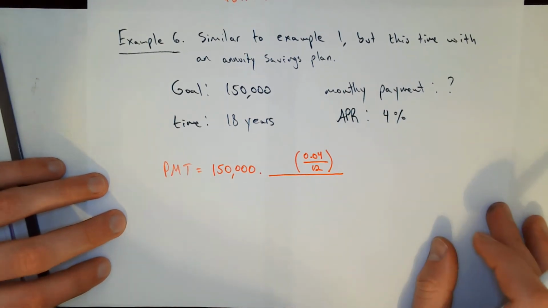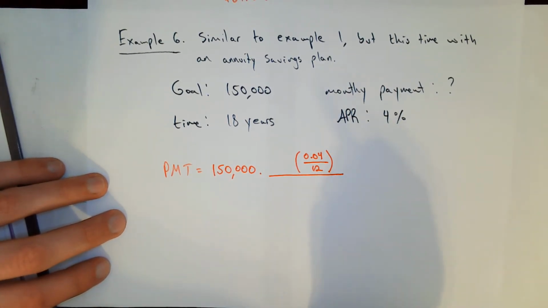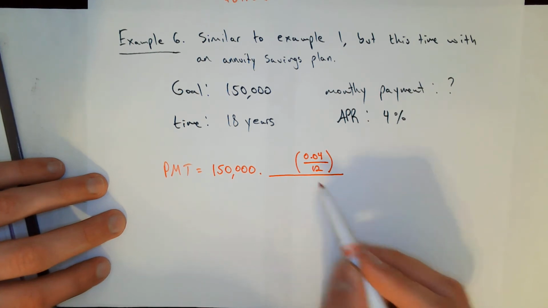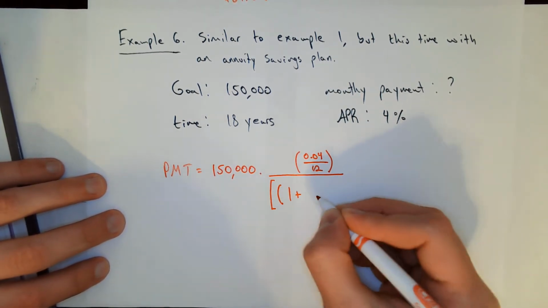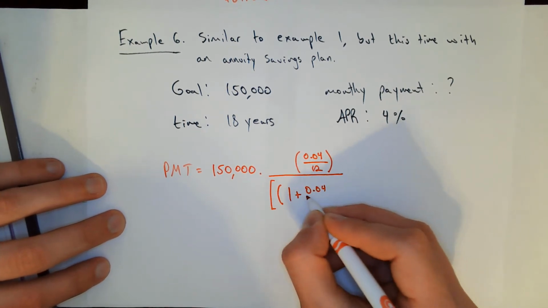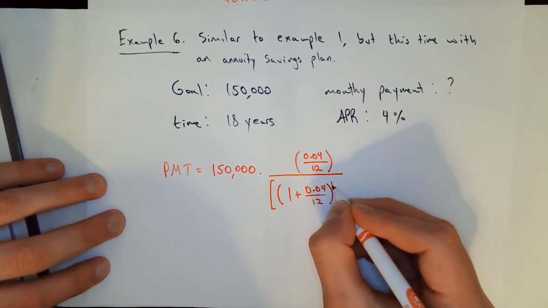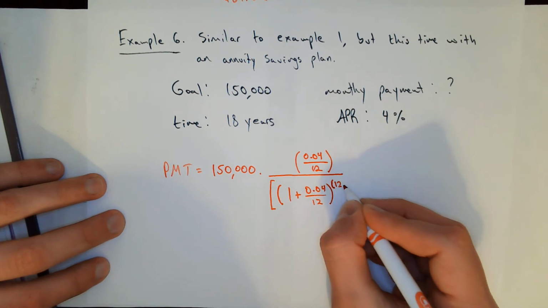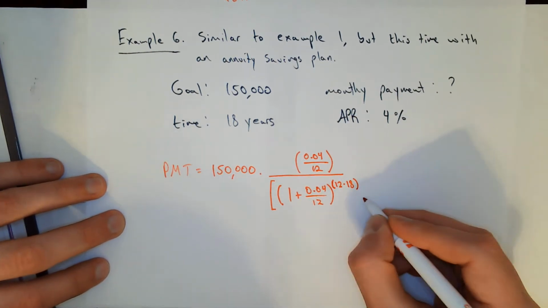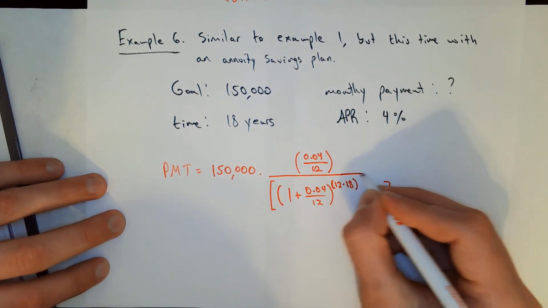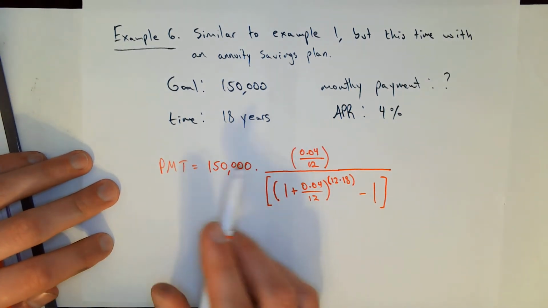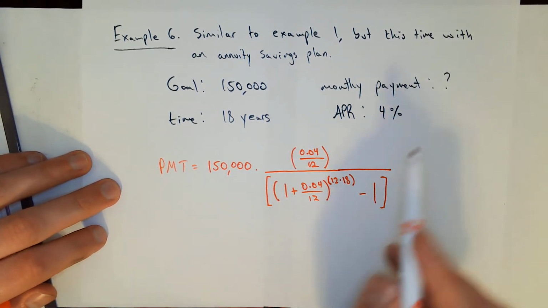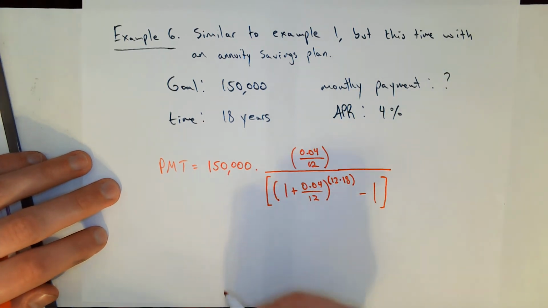It's almost always 12, it seems like. That's a 12. Just my new marker bled a little bit there. All right. And down here, I'm going to have 1 plus 0.04 over 12 raised to the 12 times t, which is 18, and then don't forget the minus 1. Okay, this is going to tell me my monthly payment I need in order to save this much over 18 years with an APR of 4%.